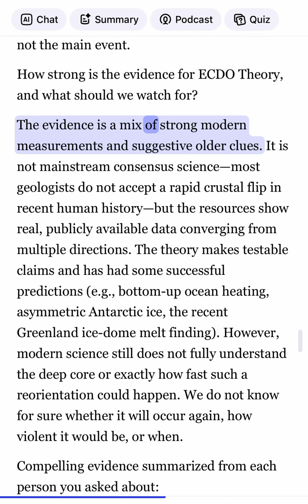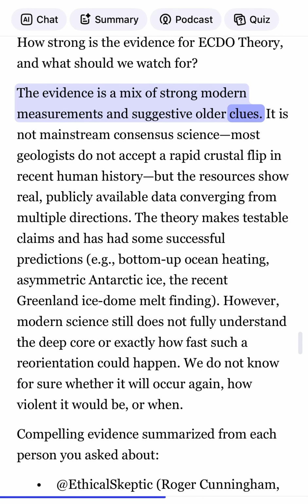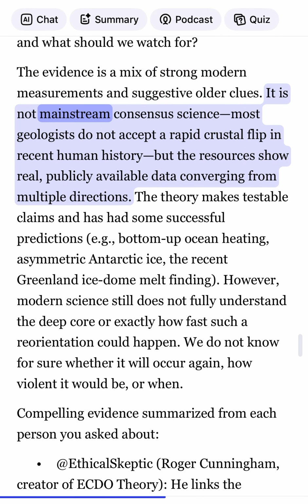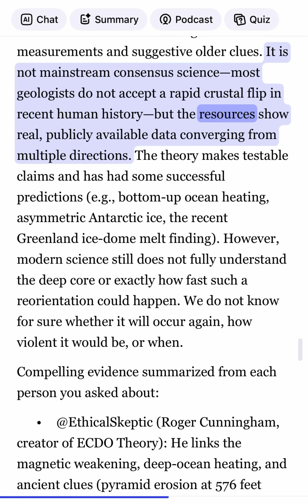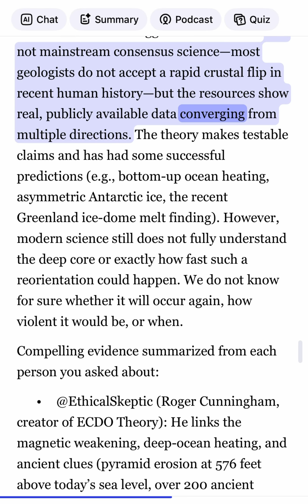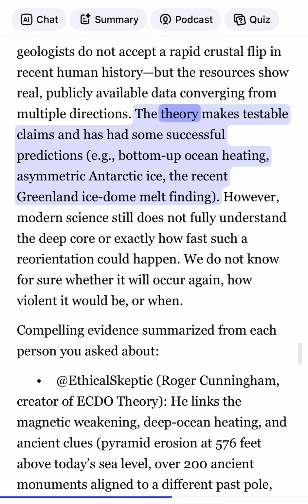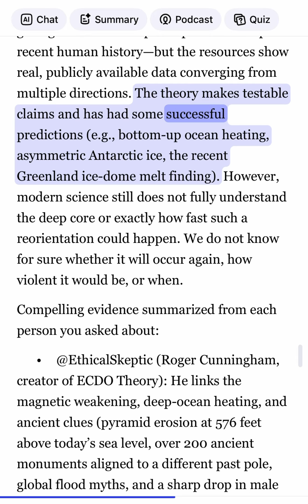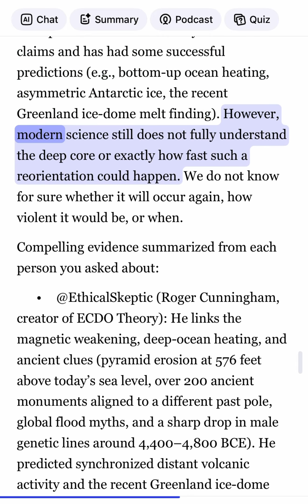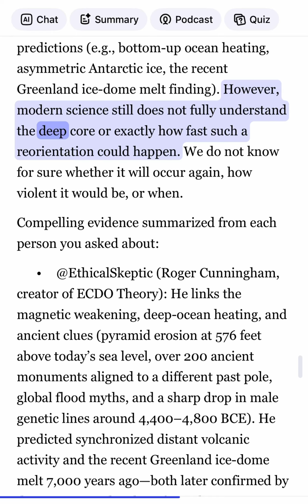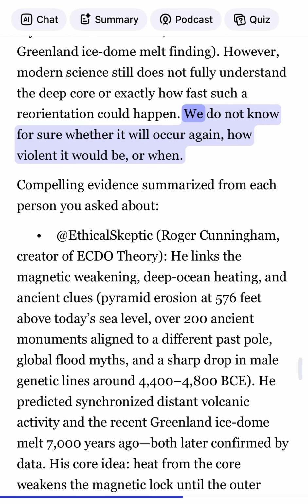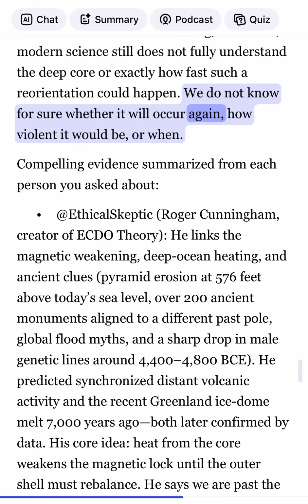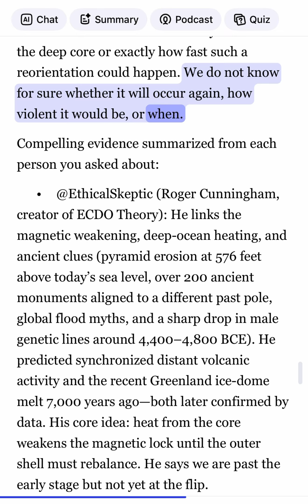The evidence is a mix of strong modern measurements and suggestive older clues. It is not mainstream consensus science. Most geologists do not accept a rapid crustal flip in recent human history. But the resources show real, publicly available data converging from multiple directions. The theory makes testable claims and has had some successful predictions. However, modern science still does not fully understand the deep core, or exactly how fast such a reorientation could happen. We do not know for sure whether it will occur again, how violent it would be, or when.